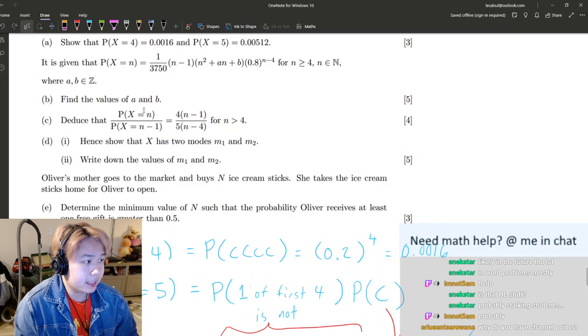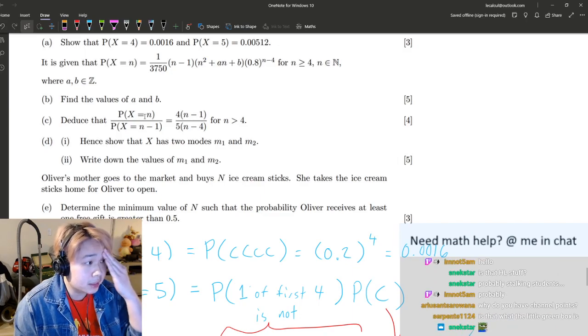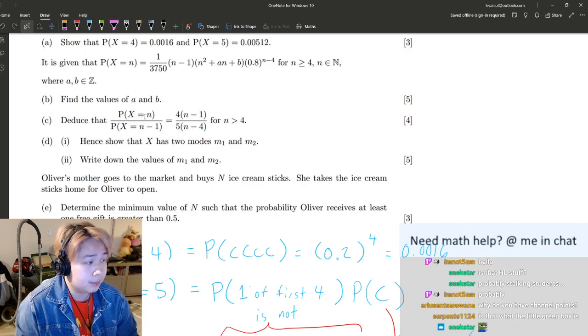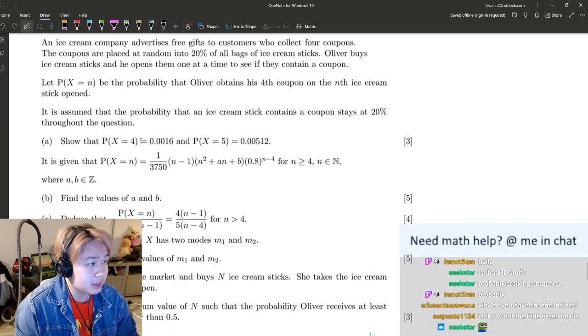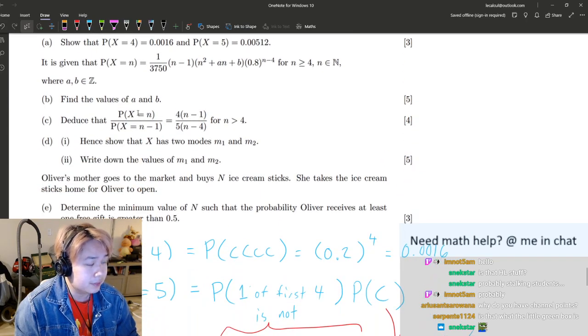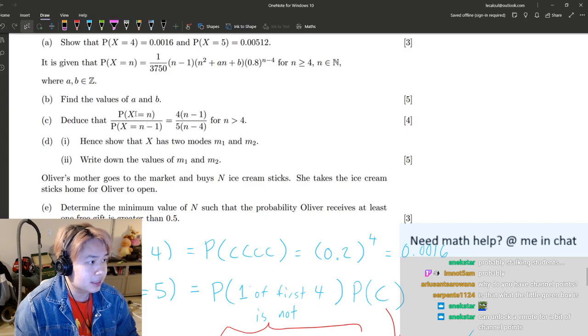Okay, so if you take p of n divided by p of n minus 1, this is related to the mode. So the mode of x is, you know, the one that's most common, which means that it has the highest probability. So if I equate this to 1, then that means that there's 2 values of x that have the same probability. So that means that there might be 2 modes. Something like that.